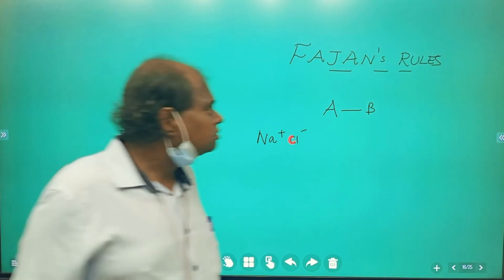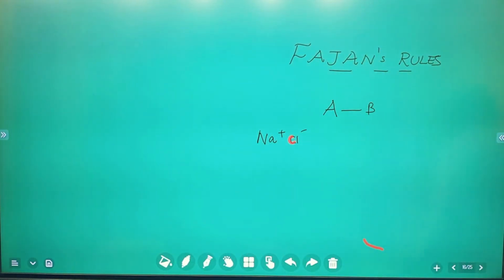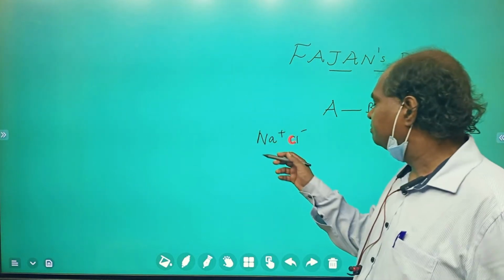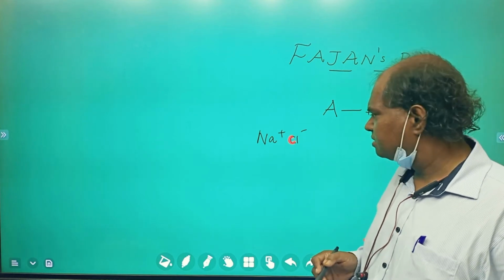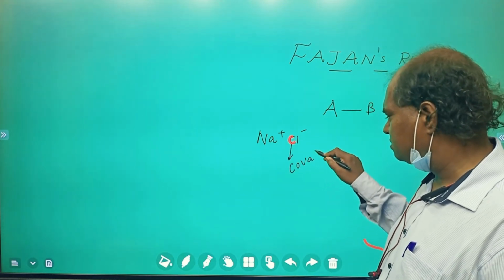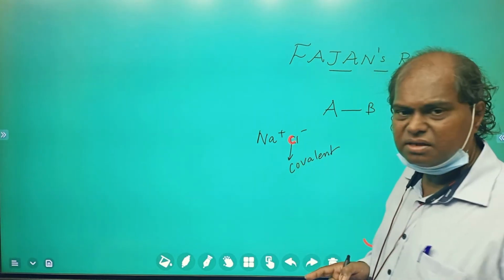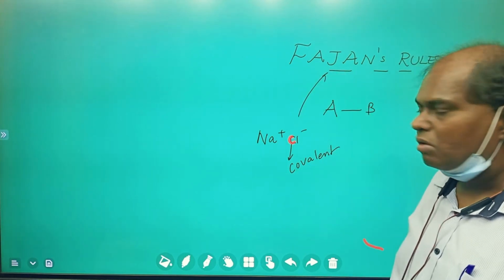So we'll continue. If you take NaCl, you all will say it is 100% ionic, right? But even this will have some sharing. This will also have some covalent behavior. It's not perfectly ionic. That's what we'll study in Fajan's rule.